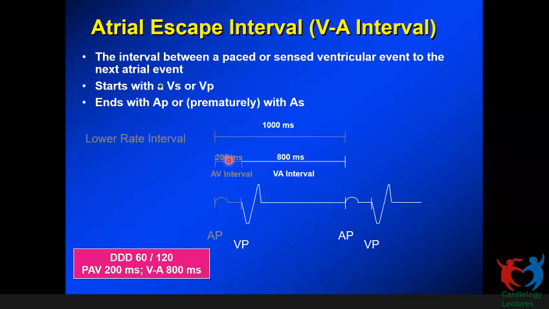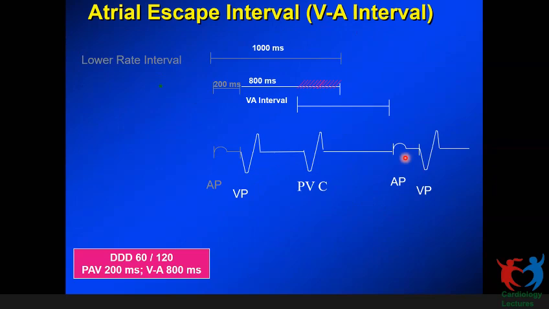But assume that this patient had an intrinsic AV conduction happening, and that happened at, let us say, 100 millisecond. Then the AV interval gets cut short at 100 millisecond. The VA interval automatically becomes 900 millisecond. So this is how it is derived, and it dynamically changes depending on the status of the AV conduction of this patient. So that's not a programmable value, and sometimes it is referred to also as the atrial escape interval. So that's the VA interval.